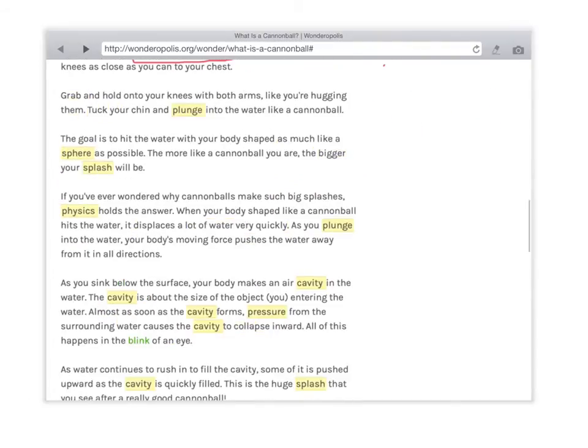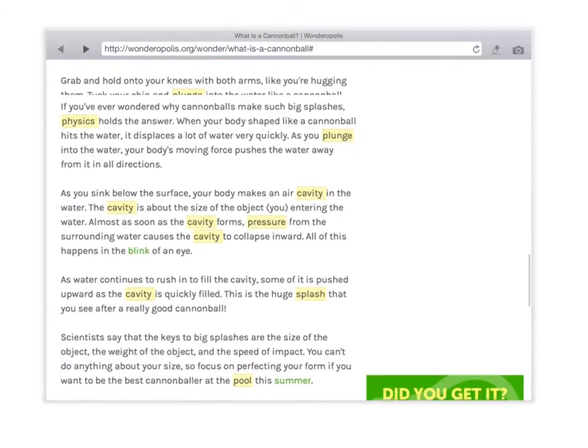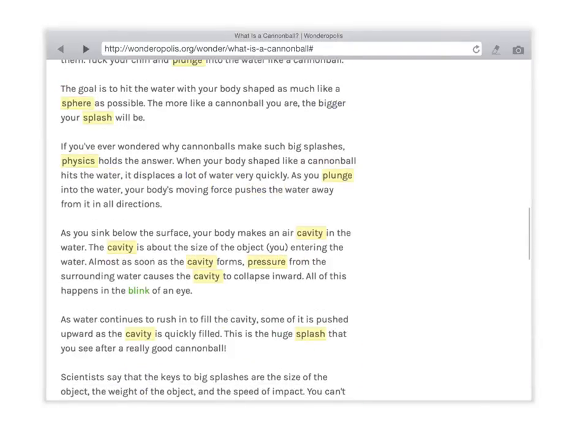Grab and hold on to your knees with both arms like you're hugging them. Tuck your chin and plunge into the water like a cannonball. The goal is to hit the water with your body shaped as much like a sphere as possible. The more like a cannonball you are, the bigger your splash will be.